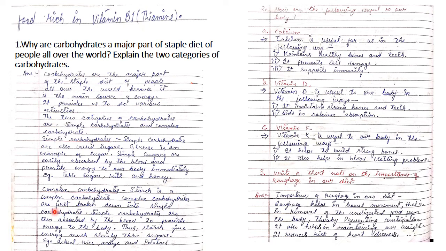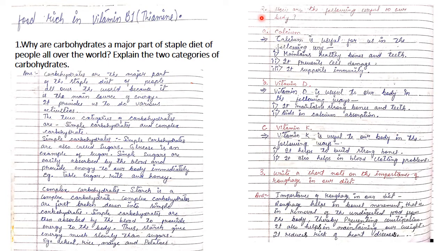Complex carbohydrates are first broken down into simple carbohydrates. Simple carbohydrates are then absorbed by the blood to provide energy to the body. Thus, starch gives energy much slower than sugar. Example, wheat, rice, meat and potatoes.